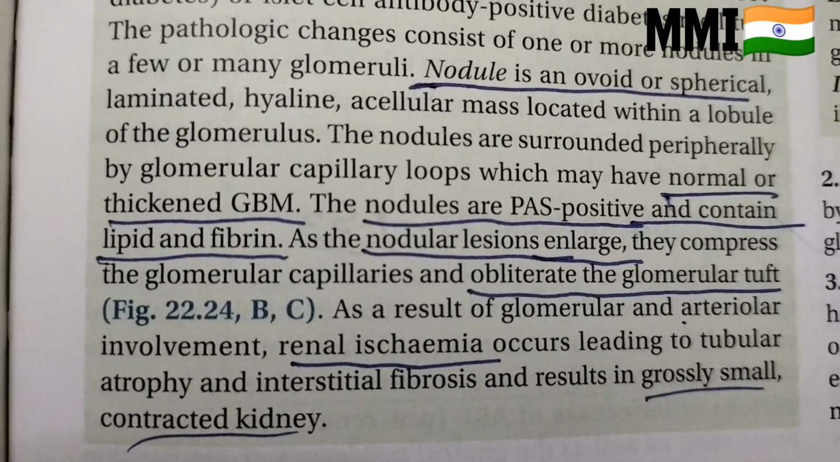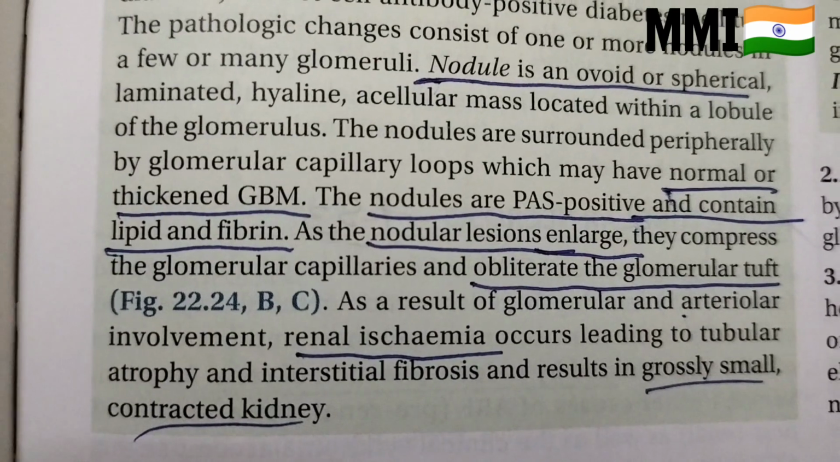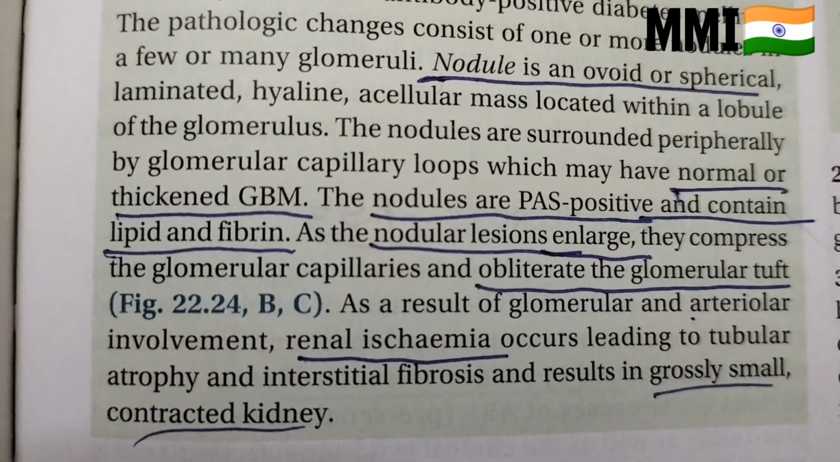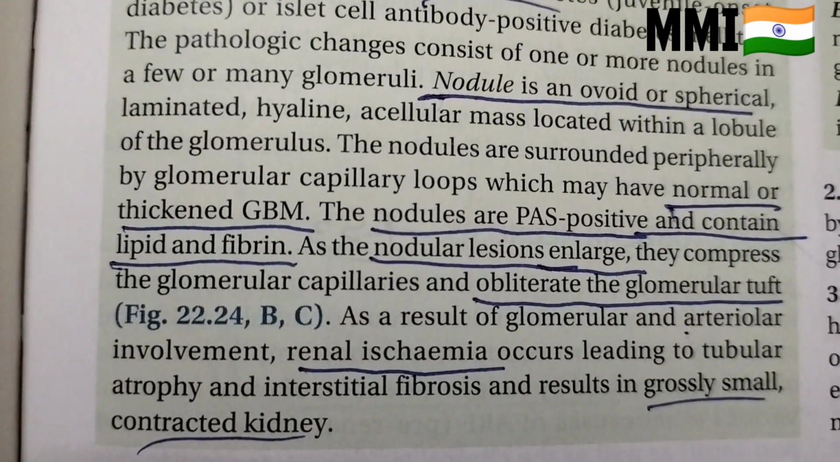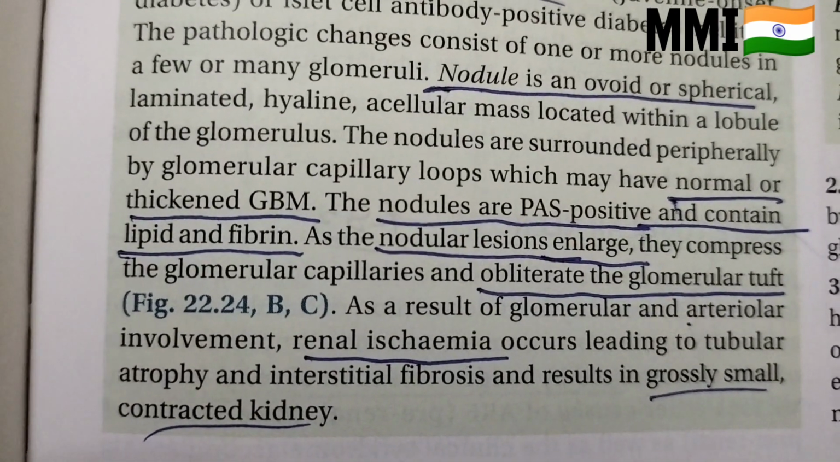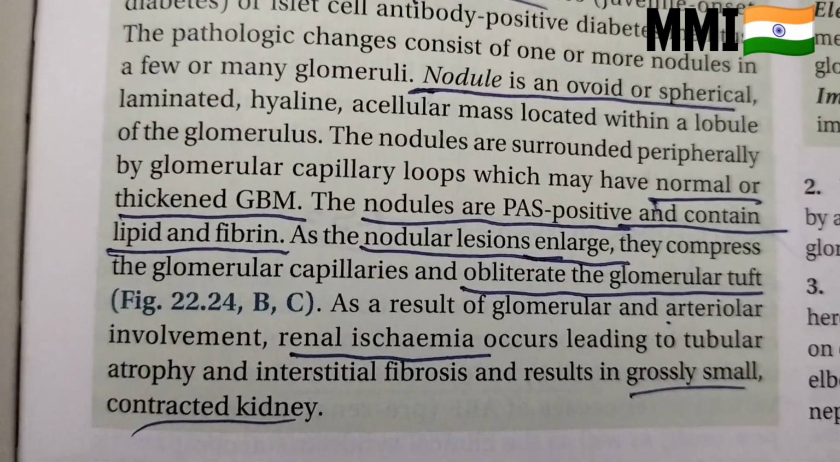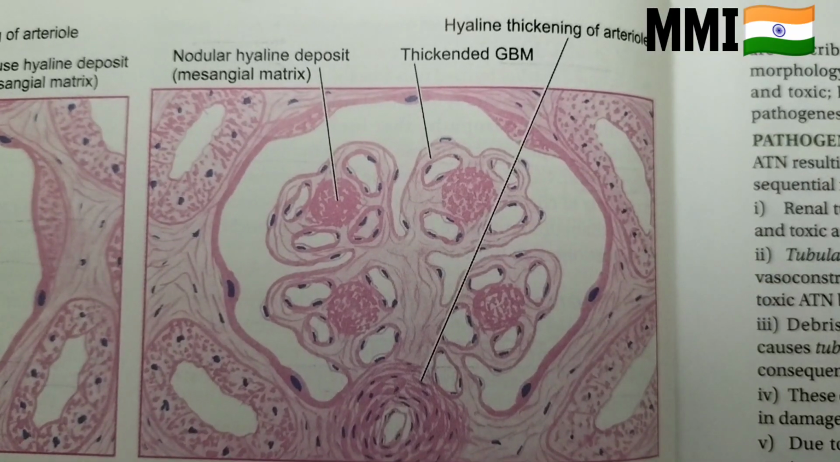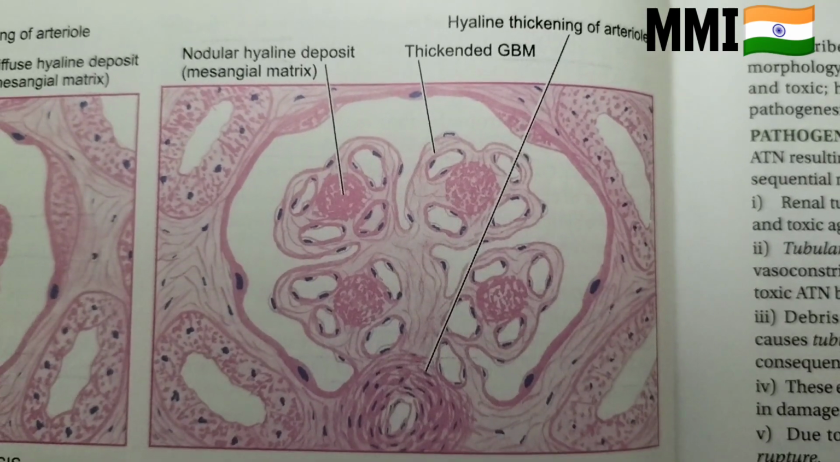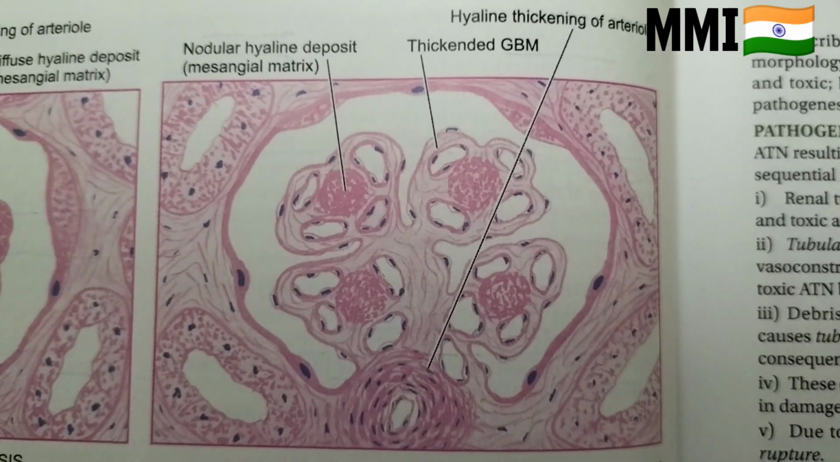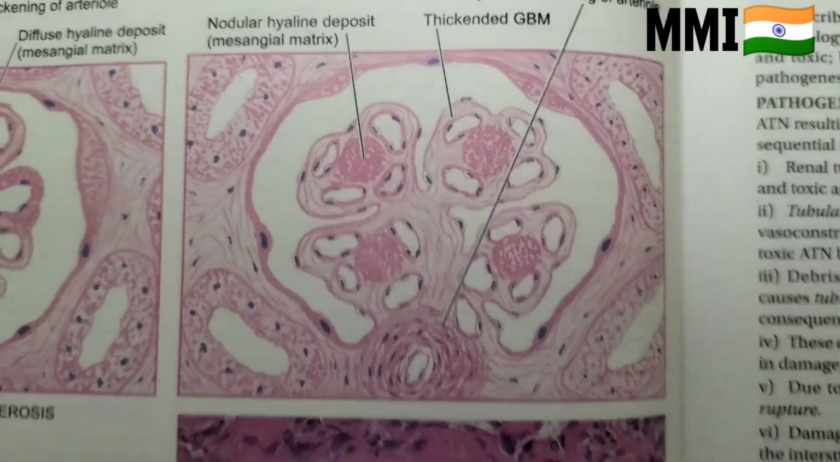PAS means periodic acid Schiff, and the nodules contain lipid and fibrin. The nodular lesions enlarge and compress the glomerular capillaries and obliterate the glomerular tuft, which leads to renal ischemia, and grossly there is a small and contracted kidney. Here is the diagram of nodular glomerular sclerosis. There you can see the nodular hyaline deposits of the mesangial matrix, and there is hyaline thickening of the arteriole and thickened glomerular basement membrane.